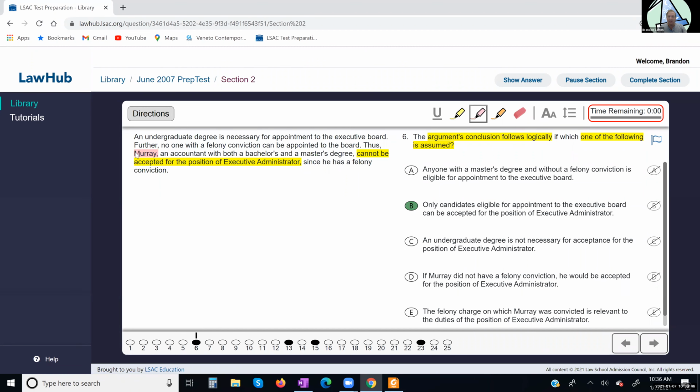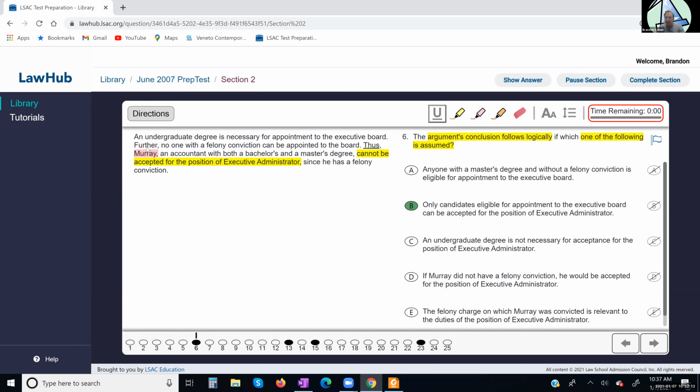Murray is our subject matter. The characteristic of what they're saying in the conclusion is that he cannot be accepted for the position of executive administrator. The way we know that's the conclusion is the word thus. They give you a first line. They say further, and further means more evidence. So here's the first piece of evidence of what's necessary for the executive board. Further, no one with a felony can be appointed to the board. Thus, they're saying based on those two ideas, here's our conclusion.